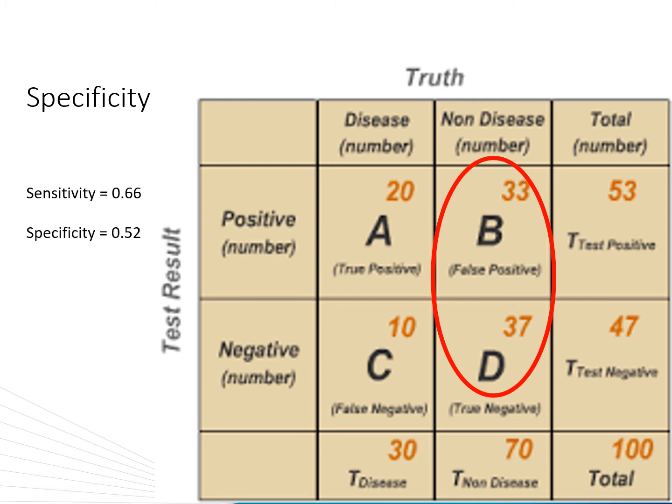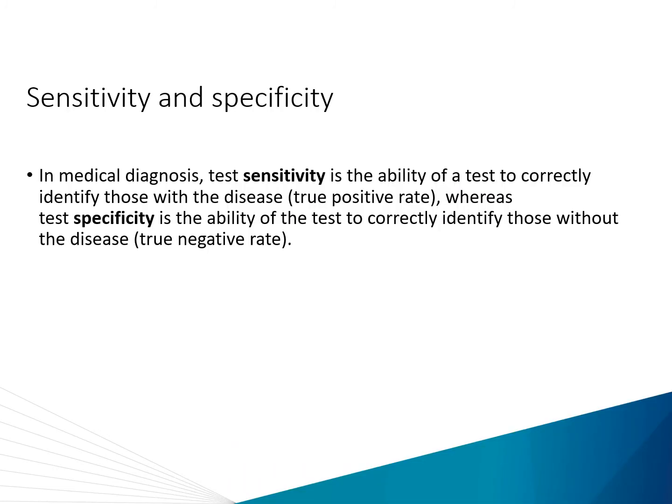But what that tells you is the sensitivity is 66% likely to be correct according to the diagnostic test, and the specificity is 52% likely to be correct according to the same test. But the important thing to realize is that sensitivity and specificity are a trade-off between each other. So here's just putting it together. Medical diagnosis, test sensitivity is the ability of a test to correctly identify those who have the disease, whereas the specificity is the converse. It's the ability to test correctly those without the disease, the true negative rate.